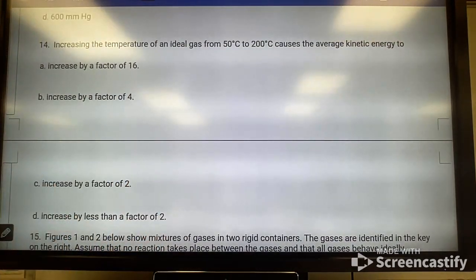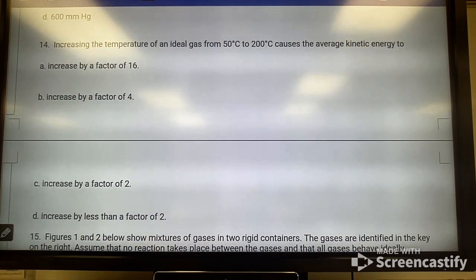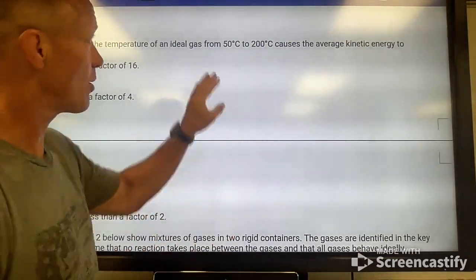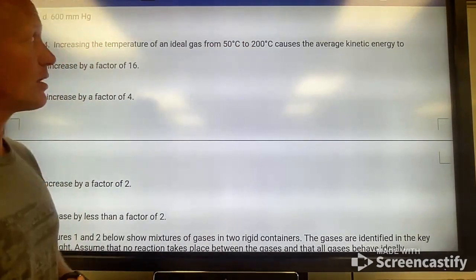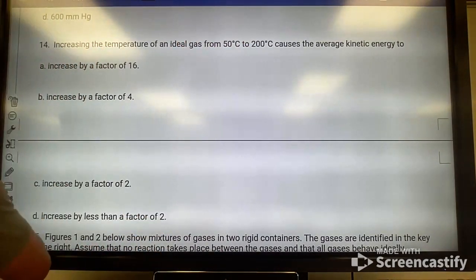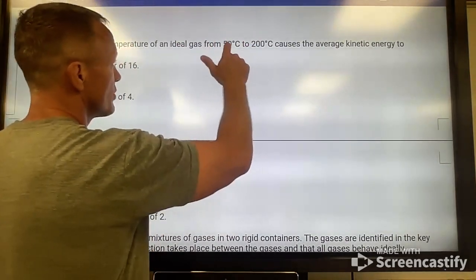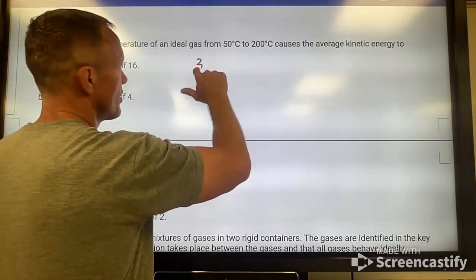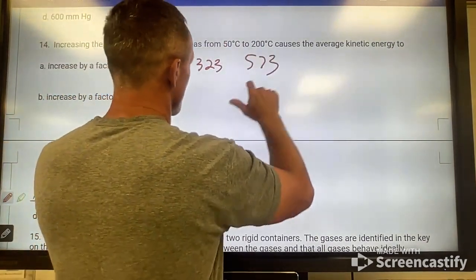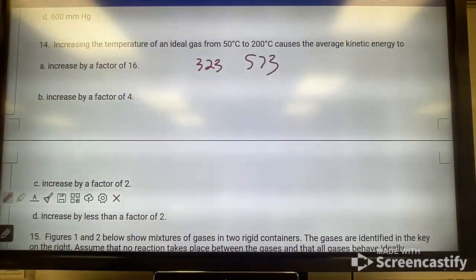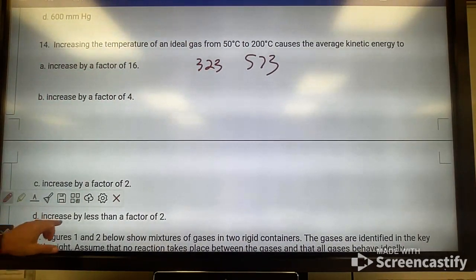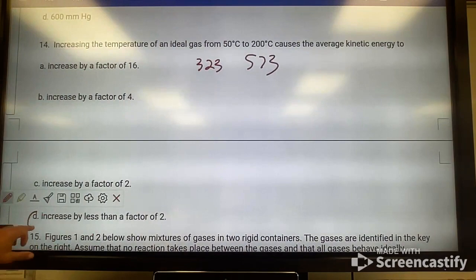14, increasing the temperature of an ideal gas from 50 to 200, it causes the average kinetic energy to increase by how much? Be careful here. Looks like it'd go up 4 times. Okay, but it has to be in Kelvin. So if you put these temperatures in Kelvin, 273 plus 50 is about 323, going up to 573. So we're not quite doubling. Should be a little bit less than 2. So increases by less than a factor of 2.